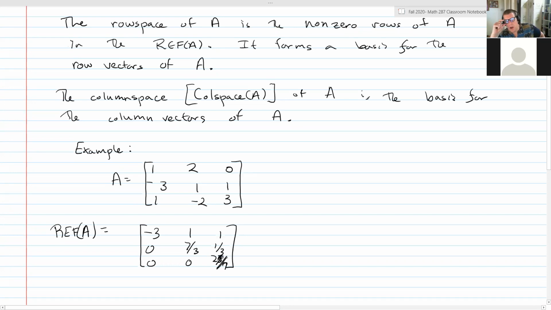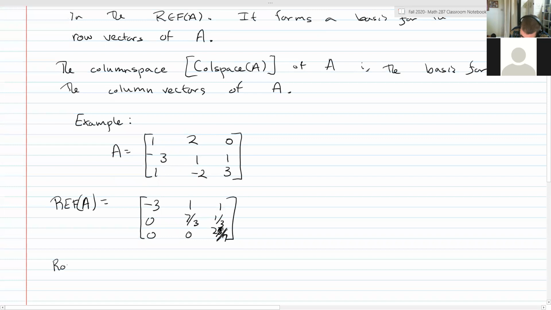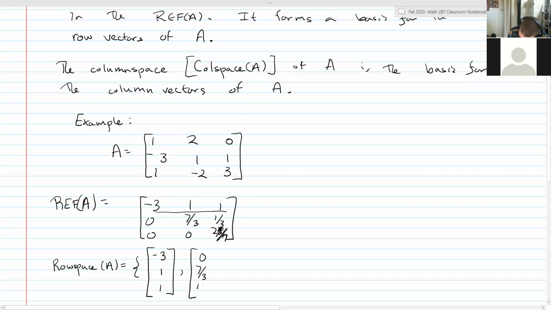All right. So we start out with the row space of A, which is going to be the non-zero rows of A in REF, and it'll form a basis for the row vectors of A. So my row space, the row space of A, and I'm going to write them, in this case as column vectors, is going to be negative 3, 1, 1. Notice that they're row vectors. So I'm going to take along the row, comma, 0, 7/3, 1/3, comma, 0, 0, 25 over 7. And then my brackets.